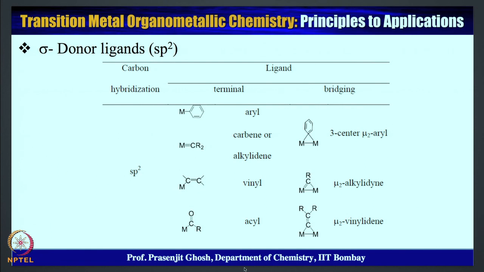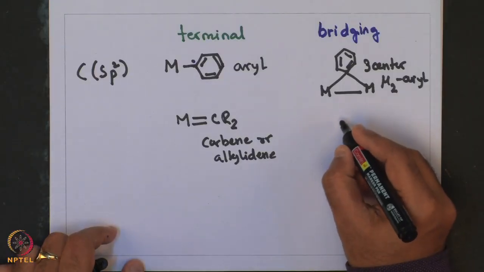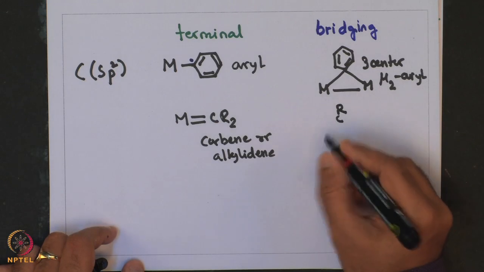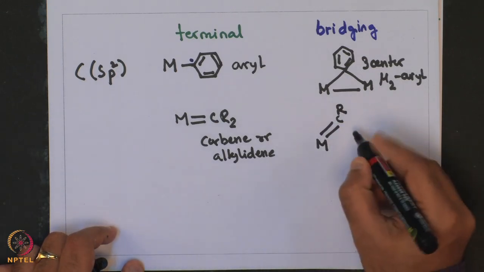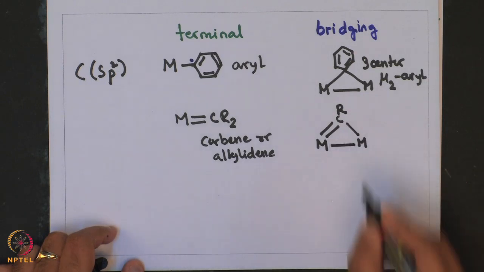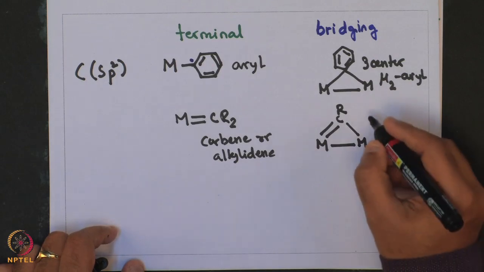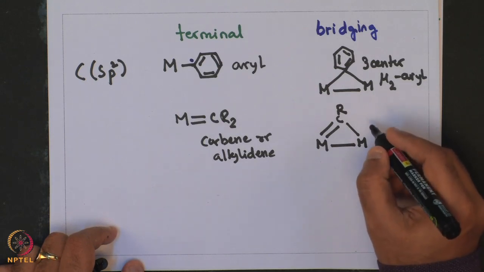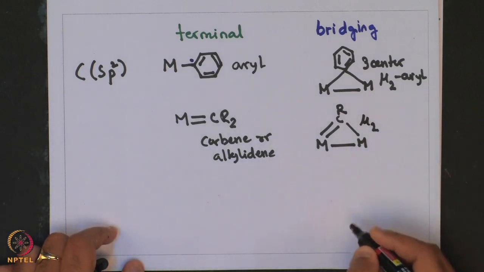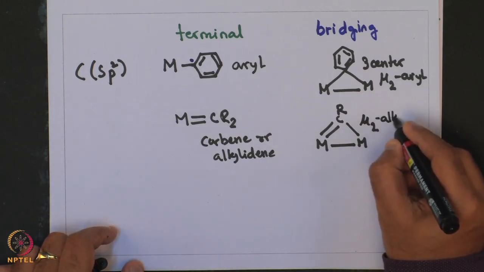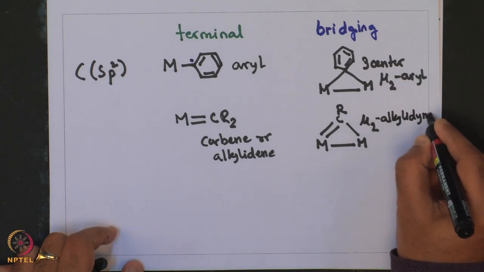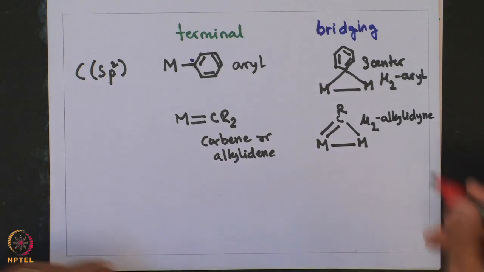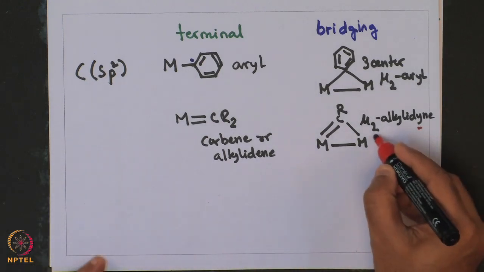Similarly, an sp2 carbon in the form of carbene can bind in a bridging fashion, with CR2 being a CR2 moiety, the way it is shown here, and then it is called mu 2 alkylidene. Alkylidene with mu 2.